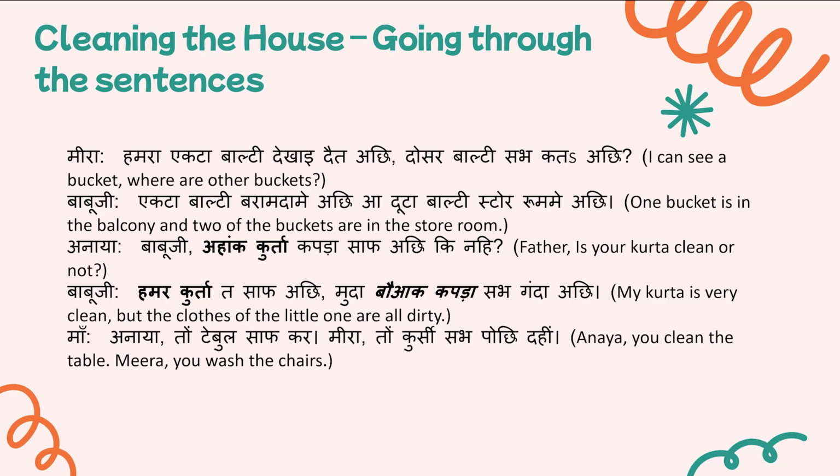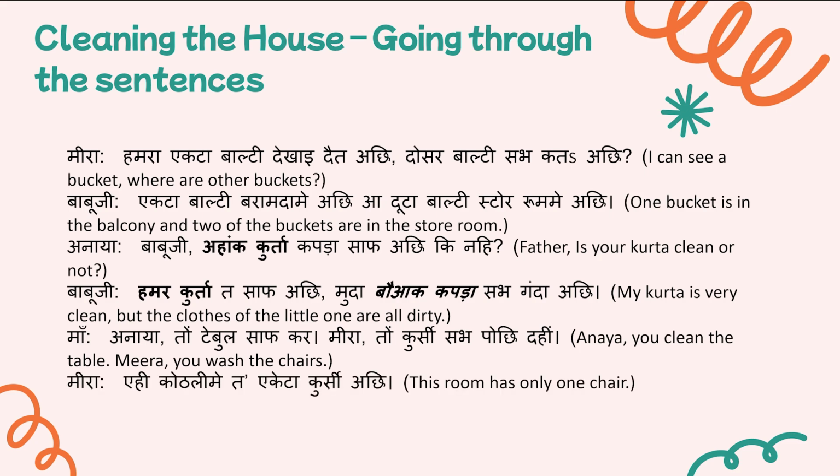The mother says, Anaya, तो टेबल साफ कर, मीरा तो कुर्सी सब पोंछ दही. Now here, in both of the cases, the mother is talking to her two daughters, probably. So they are all junior to them and there is a very intimate relationship. So she is using the term to, and accordingly, the verb agreement has been made here.